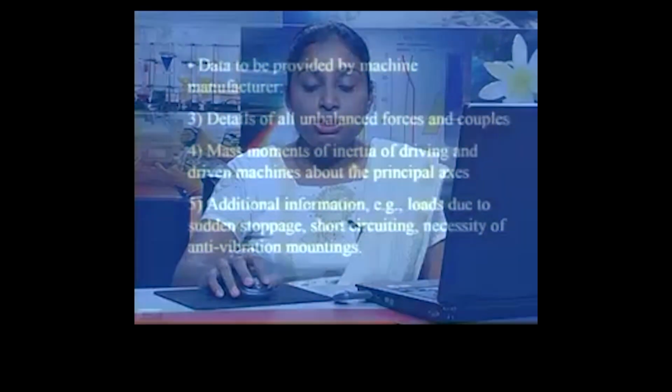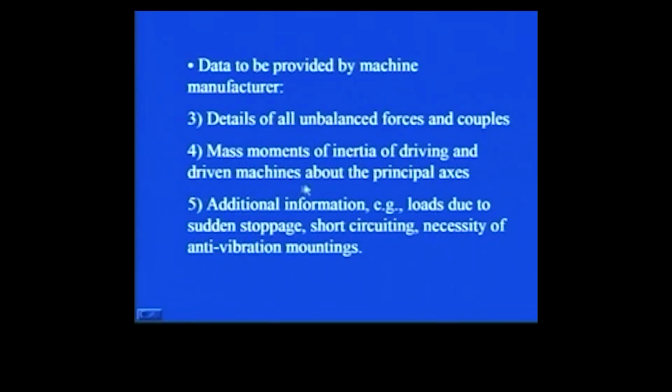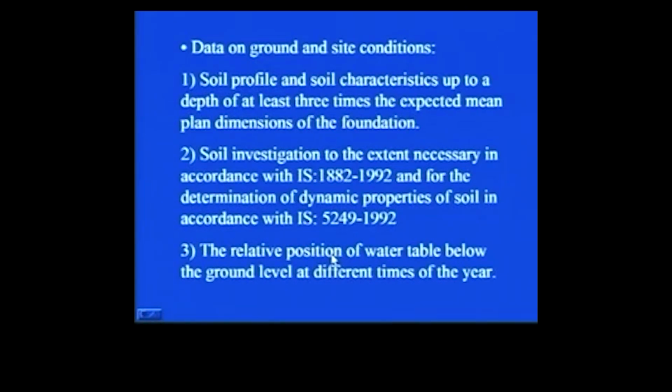Then mass moment of inertia of driving and driven machines about the principal axis. Further, additional information, for example, loads due to sudden stoppage, short circuiting and necessity of anti-vibration mountings, if any. So, all these data the machine manufacturer should provide to us. Now, some of the necessary data which we should have on ground and site conditions. What are they? Let us try to see.